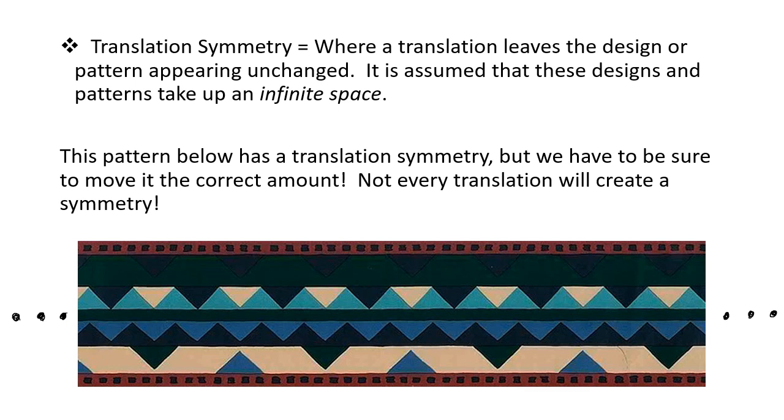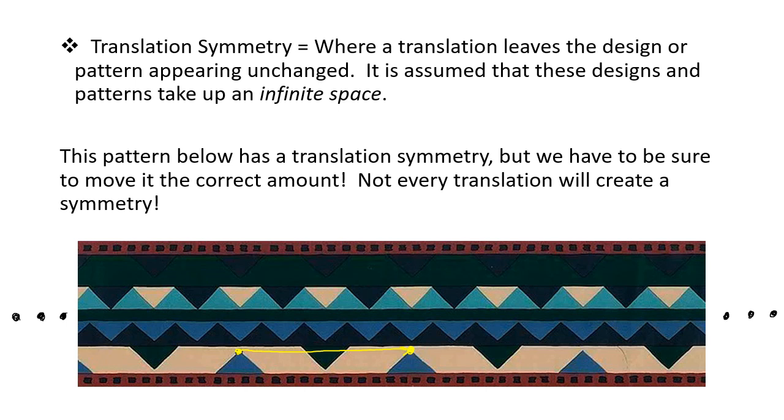Now, there is translation symmetry here, but we have to be careful how we translate it. So let's say I look at this blue point right here. Remember, a translation is defined by the vector. It's defined by the line that describes how it's being moved. If I were to move like this, that creates a symmetry. And so now each of those blue points will slide over and make the next blue point. And so it will appear unchanged.